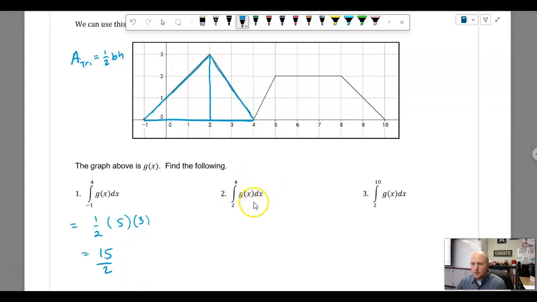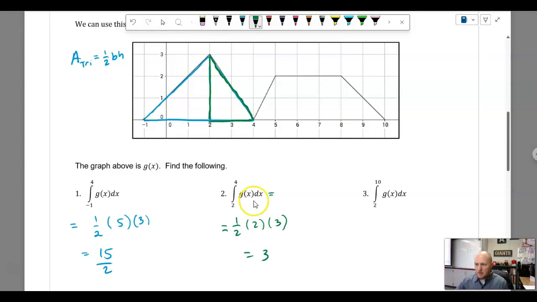Okay? Number 2, I would actually like you to go ahead and try this one. So pause the video and try this example. Okay, hopefully you paused. For this one, again, 2 to 4. So here is your object. Area under the curve is just a triangle. So we have 1/2, your width is 2 and your height is 3. So in this case, your answer is going to be 3. Hopefully you got that, okay?